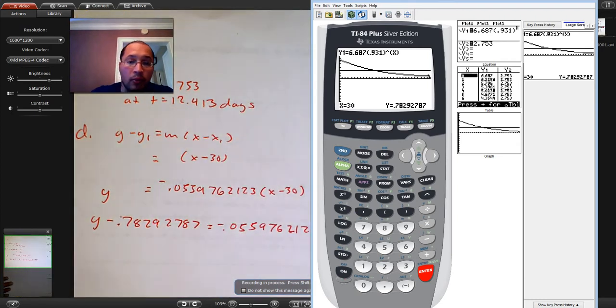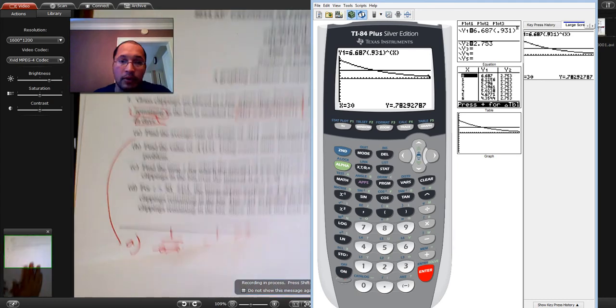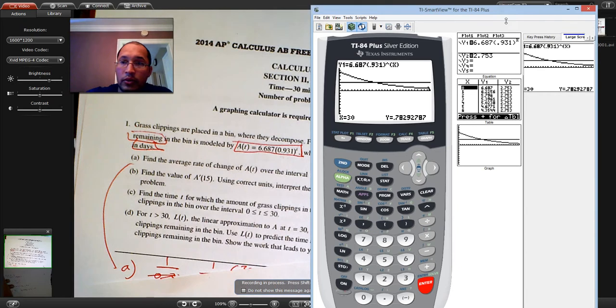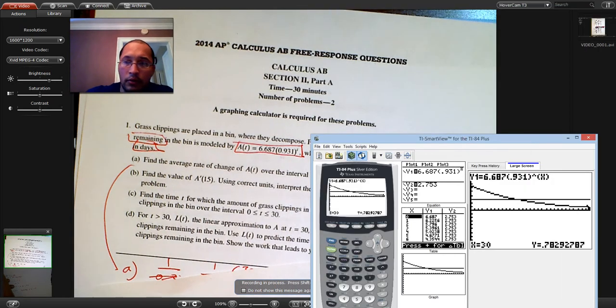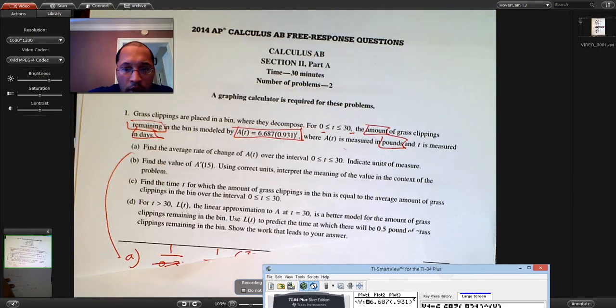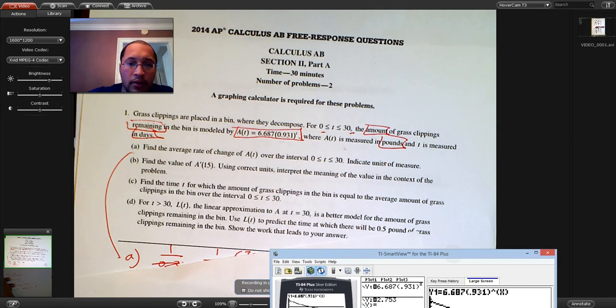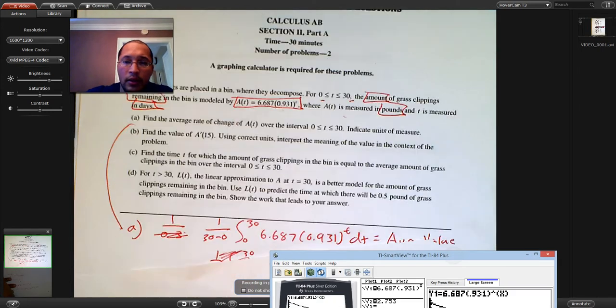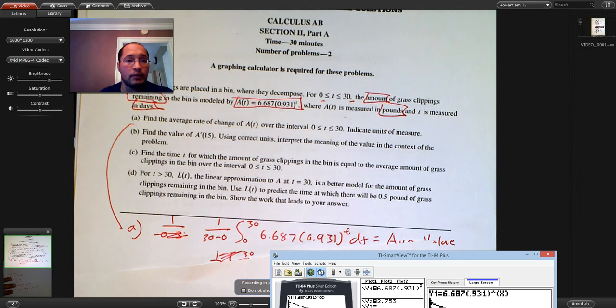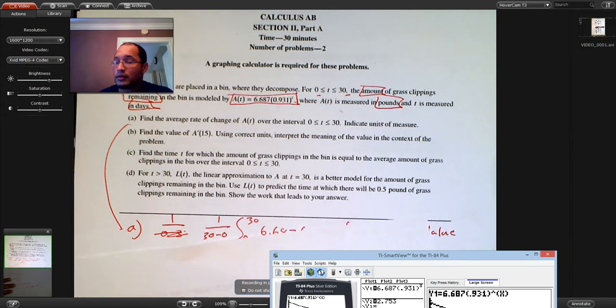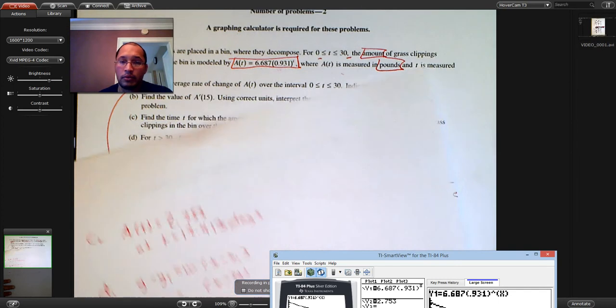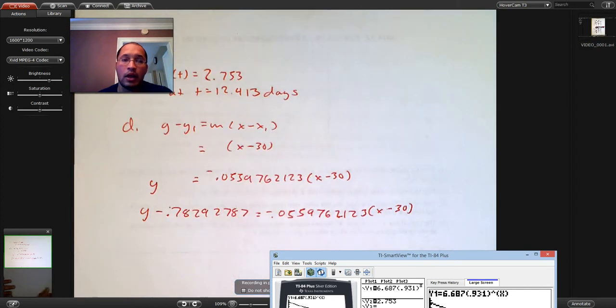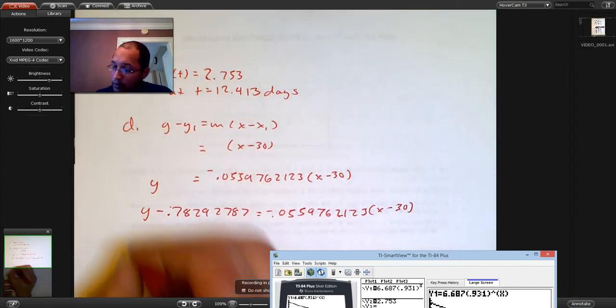I need to find out when it's equal to a half pound of grass clippings. Okay, so let's look at the question again. I want to find out when it's equal to a half pound, 0.5 pound of grass clippings remaining in the bin right there. So what do I do? Well, I just set it equal to 0.5. And since I have this big monstrosity of an equation, I'm just going to make y 0.5.